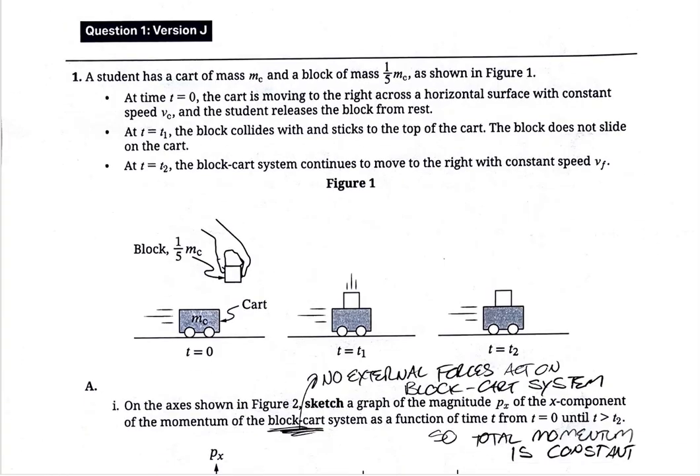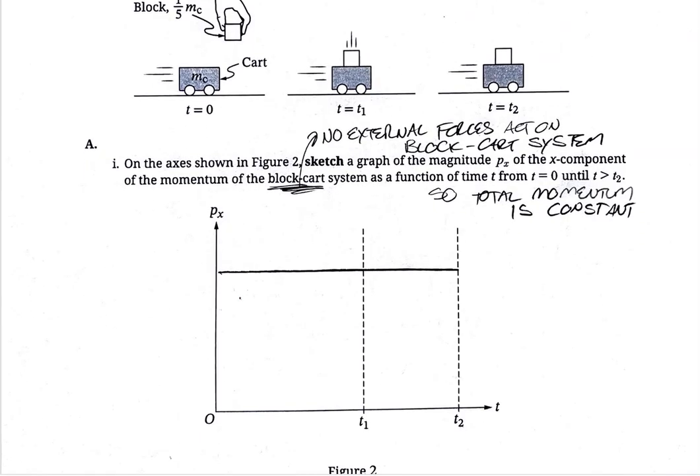All right. First question, on the axis below, sketch the magnitude of the horizontal momentum of the block-cart system. Notice I've underlined block-cart system because if it was just the cart, there would be a loss of momentum. And if it was just the block, there would be a gain in horizontal momentum. But since it's the block-cart system, there are no external forces acting on the block-cart system, so the momentum must be constant. Hence my horizontal line that I've drawn here.